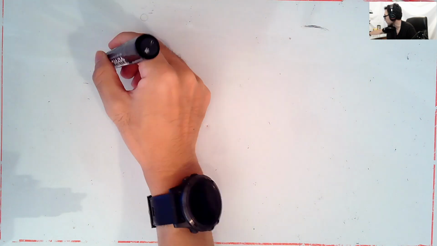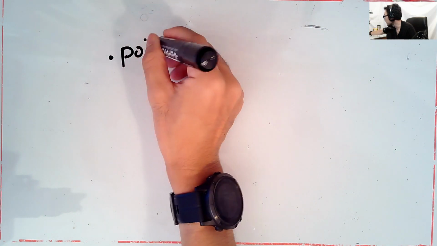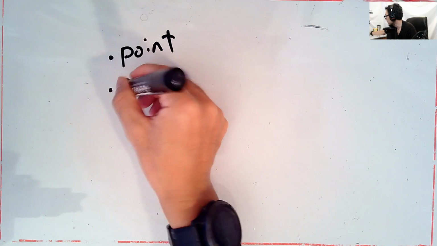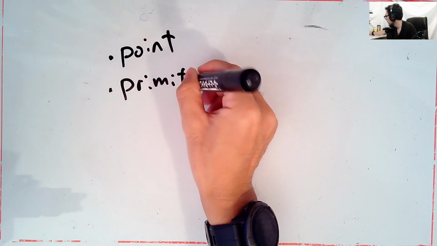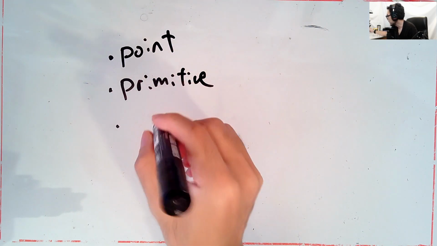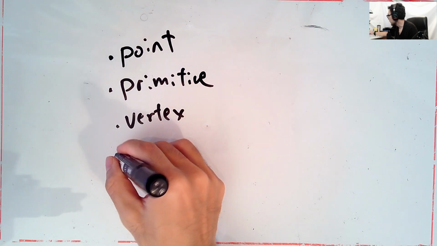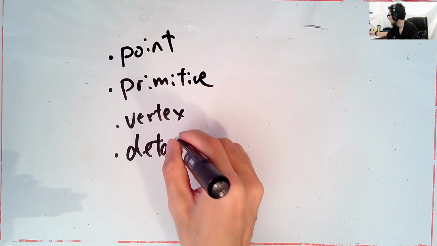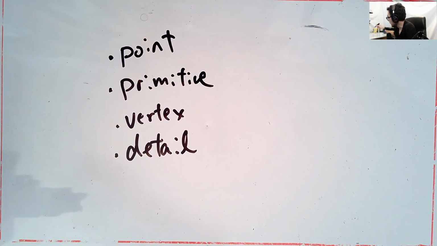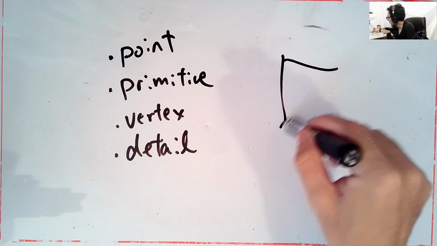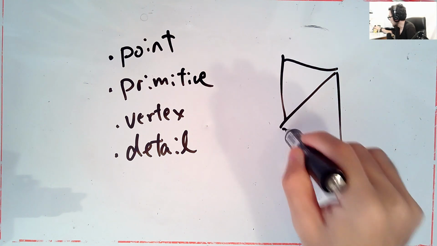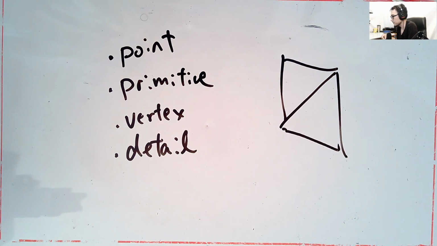First off, we're going to start by knowing the types of attributes. There are mainly 4 types of attributes. One is point, one is primitive, one is vertex, and one is called detail. And let me draw a sketch of a polygon to explain what these attributes are for.